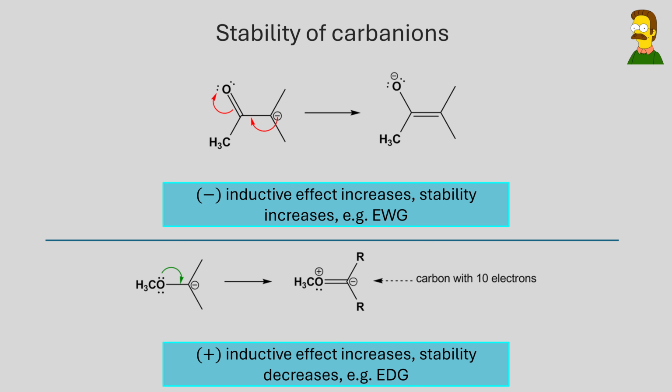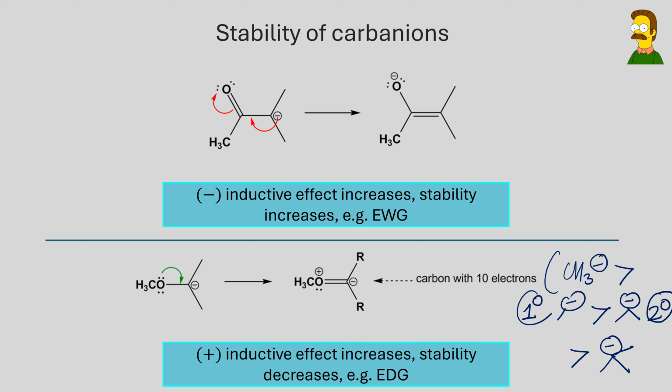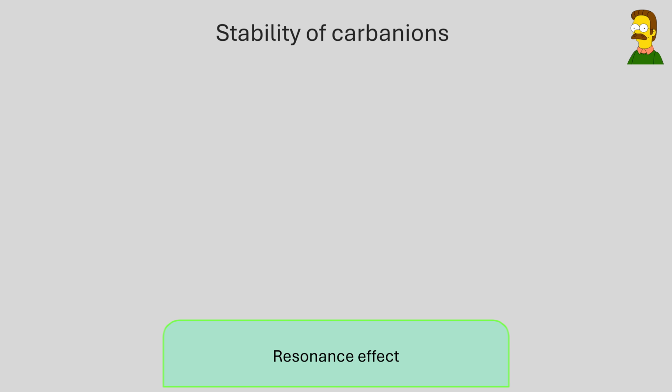That was a summary of inductive effects, right? And here I'm just going to write down again, CH3 minus is more stable than this species, which is more stable than this species, which is more stable than this species. If you're not familiar with what I've done here, again, primary, secondary, and tertiary carbanions. Slow and steady wins the race.